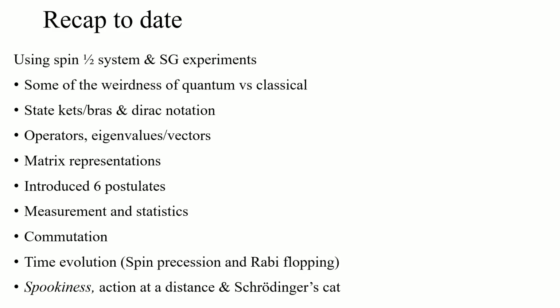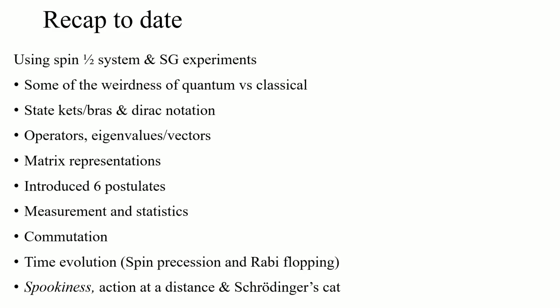Recapping to date, what we've done in the course is we first introduced the weirdness of quantum mechanics using the spin 1/2 system and Stern-Gerlach experiments. We then built up the formalism where the state of a system is described by some state ket or state vector existing in an appropriate Hilbert space. We went through the Dirac notation with kets, bras, operators and eigenvalue equations, looked at the matrix representation of those equations, and introduced the 6 postulates we talked about in the book.